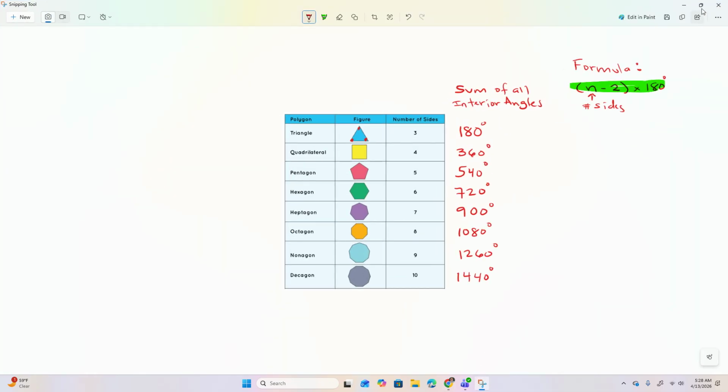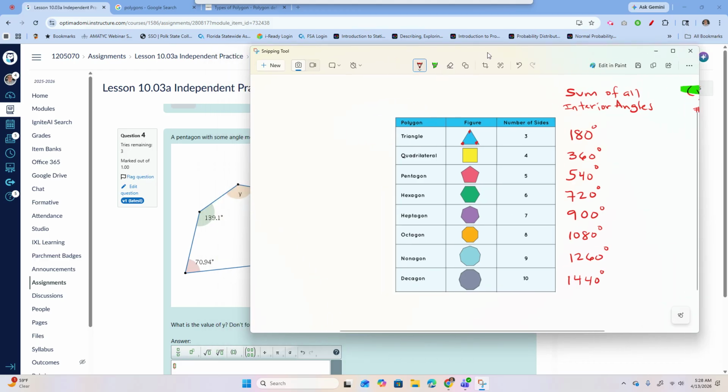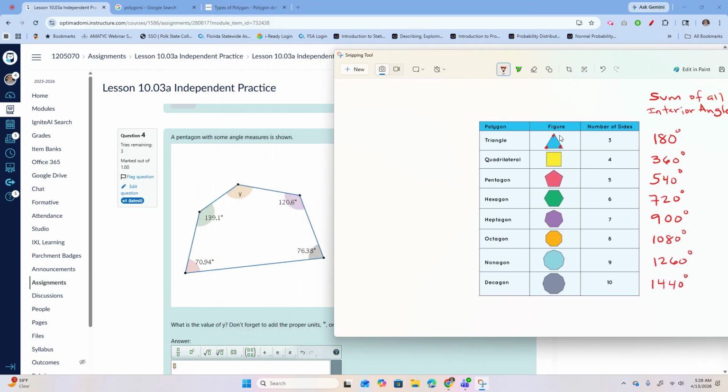And based on the table that I did with you before, a 5-sided shape, see, here is the 5. I'm going to highlight it in green. A 5-sided shape is called a pentagon. So this is a pentagon.